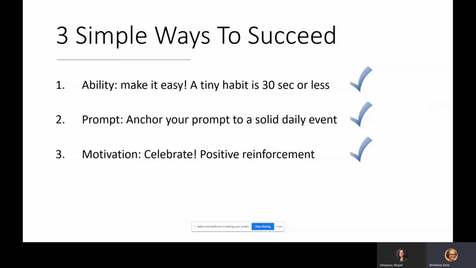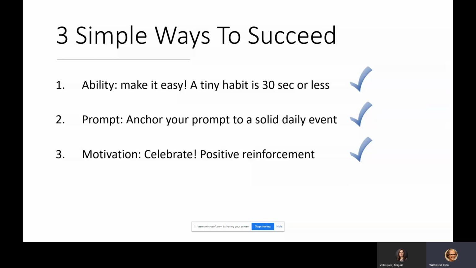Then you're going to use a prompt. And you're going to anchor your prompt to a solid daily event, something that always happens in your routine that then is going to remind you to do this tiny, easy behavior. Then you're going to add a celebration, and that celebration is going to positively reinforce your motivation to do that behavior again. And this is how a habit is created.